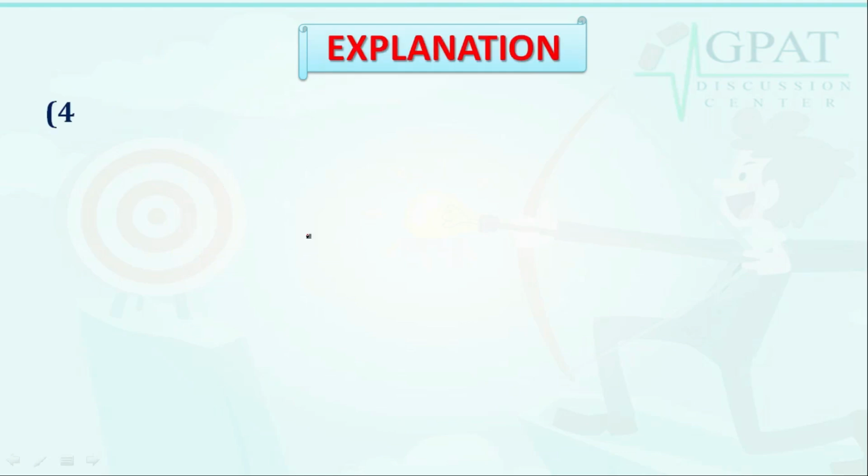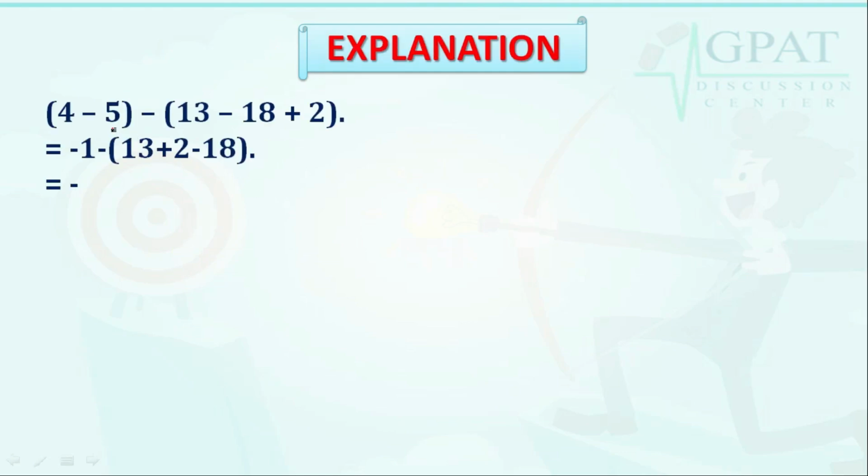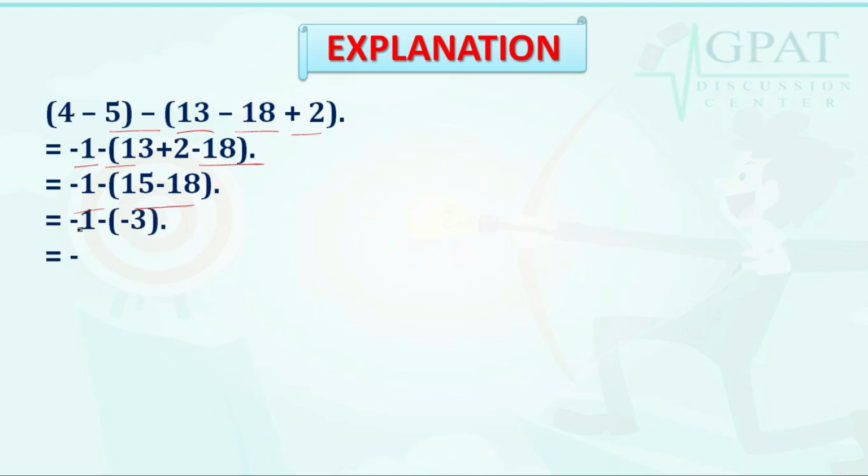Here is the explanation: 4 minus 5 minus 13 plus 2 is minus 1, minus 13 plus 2 minus 18, in brackets minus 1 minus, in bracket 15 minus 18. So what will be the answer? That is minus 1 minus 3. So it's minus 1 and plus 3. So the answer will be 2 because 3 is the greater number. So the sign will be plus, so it will be plus 1.